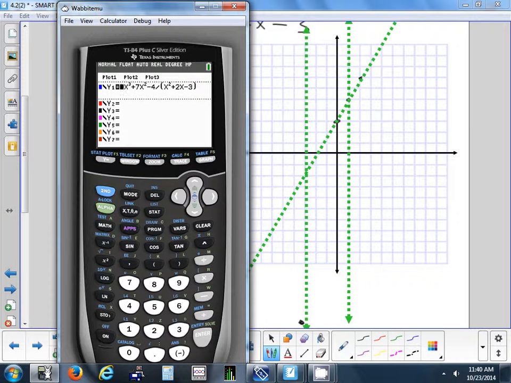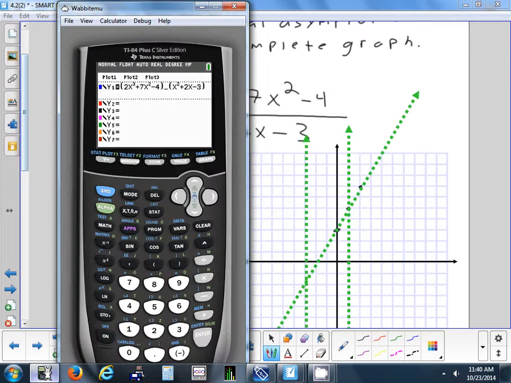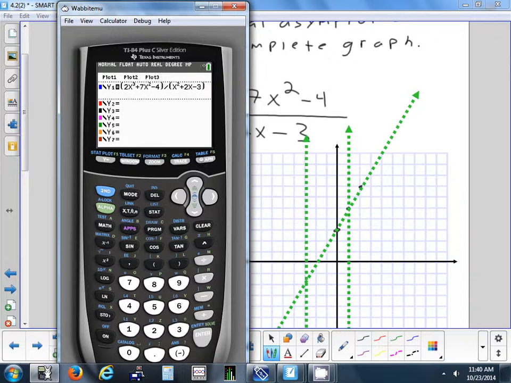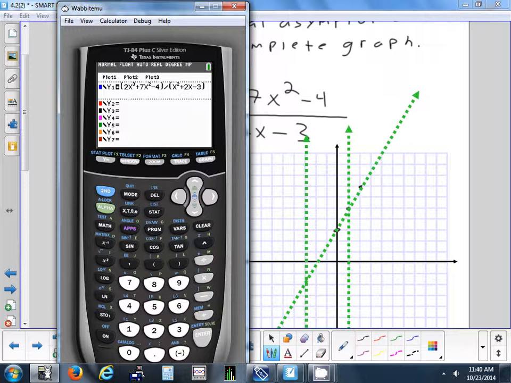Yeah, just make sure. I'm going to put the numerator in parentheses, just in case. And let me double check. 2x cubed, 7x squared minus 4. Okay. So negative 3. Yeah, did that just change? Yeah, it said negative 990, and I didn't think that was right. So apparently, order of operations, if you don't have the numerator and denominator in parentheses, you get it wrong. So that's actually a good thing to learn right now.